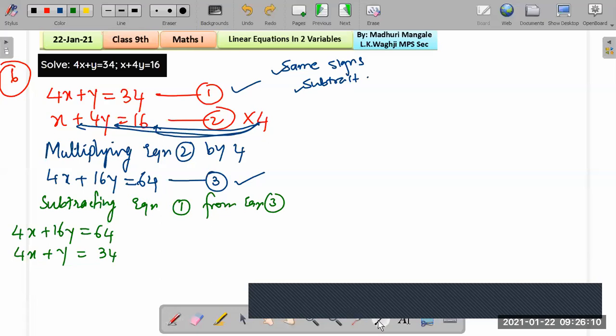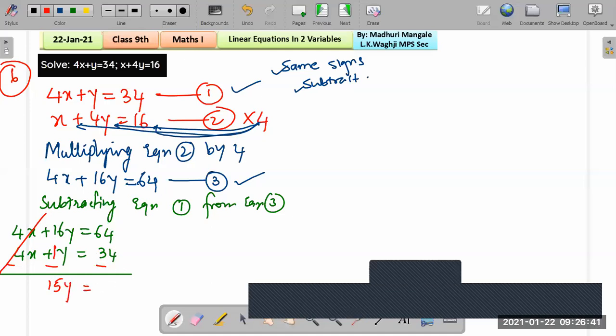So remember, when we subtract, we have to change signs of the bottom row. So change signs now. This is a very important step, students. Be very careful here. So minus, minus, and minus. All the signs were positive, so they changed to negatives. 4x plus minus 4x, it gets crossed out. Y is same as 1y. So 16 minus 1 is 15y, which equals 64 minus 34, which is 30.